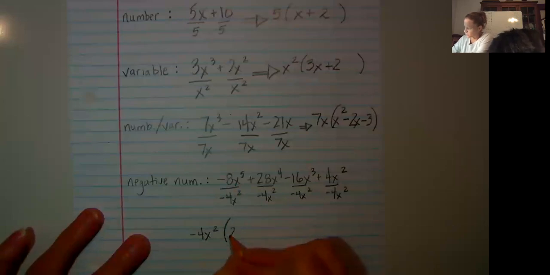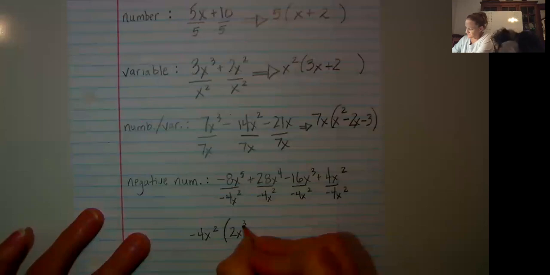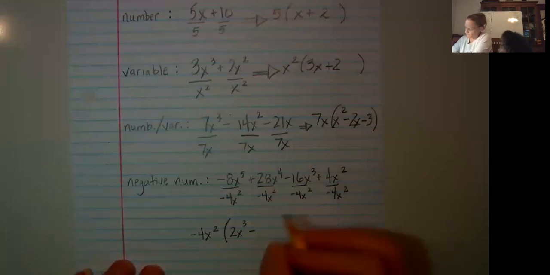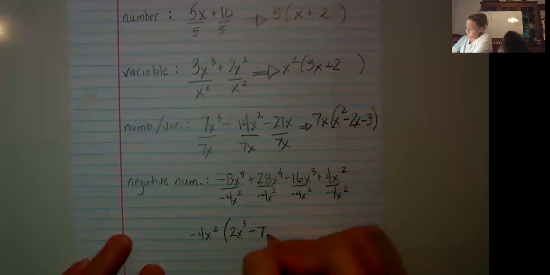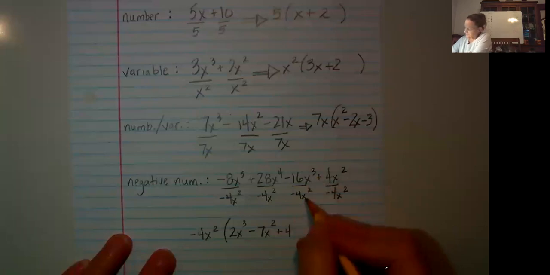8 divided by 4 would be 2. I've got x to the 5 divided by x squared. That would leave me with x to the 3rd. Positive divided by negative would be a negative. 28 divided by 4 would be 7. X to the 4th divided by x squared would be x squared. Negative divided by negative is positive. 16 divided by 4 is 4. X to the 3rd divided by x squared would leave me with just x.